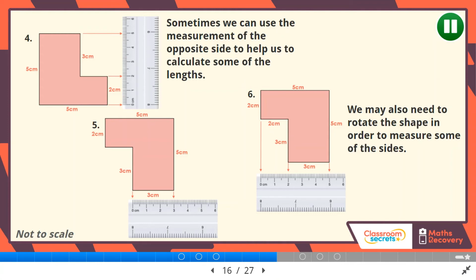We can use the length of the side in step 5 and the opposite side to calculate the length of the side in step 6. The opposite side is 5 centimeters and the side measured in step 5 is 3 centimeters. The difference between 5 centimeters and 3 centimeters is 2 centimeters. Therefore, the length of this final side is 2 centimeters.